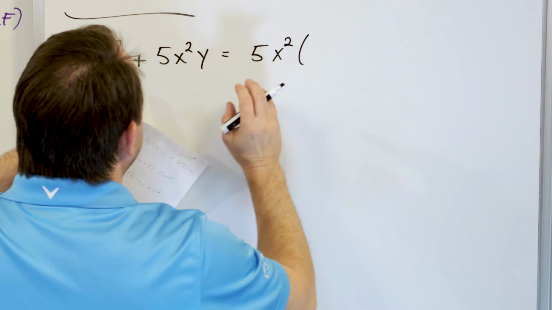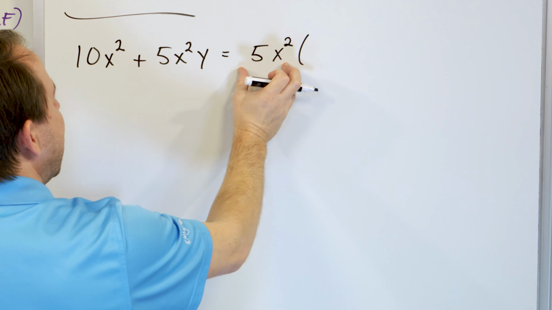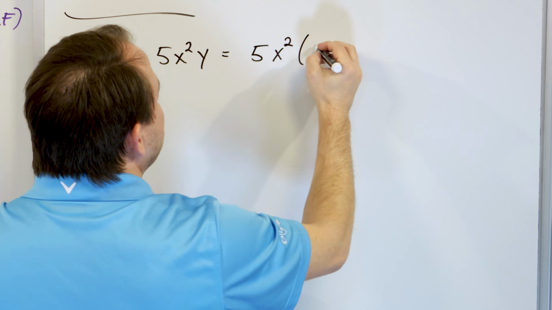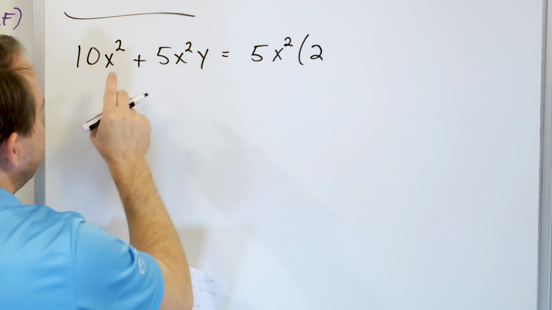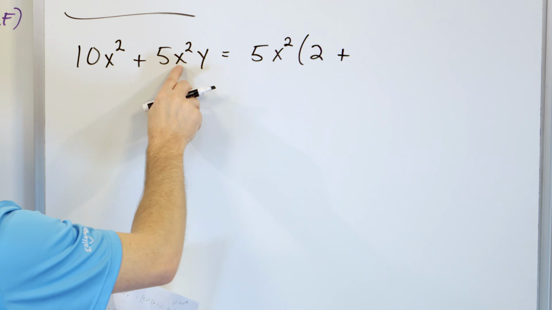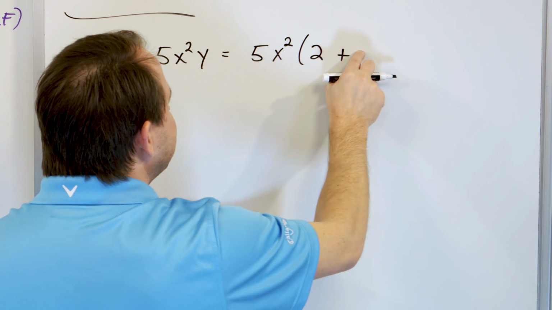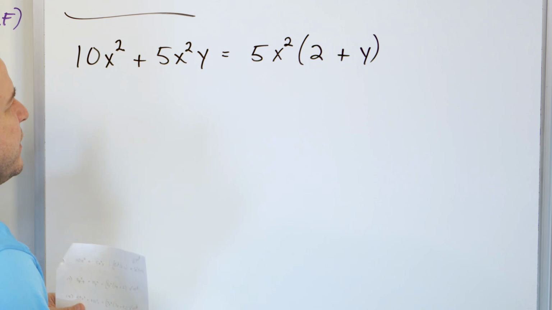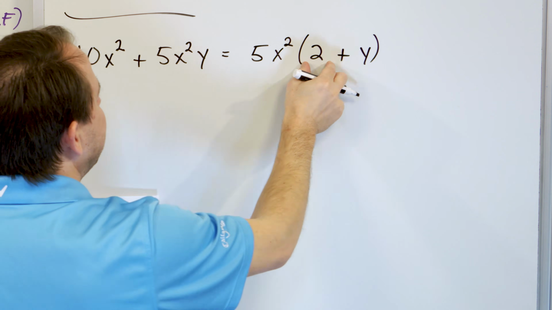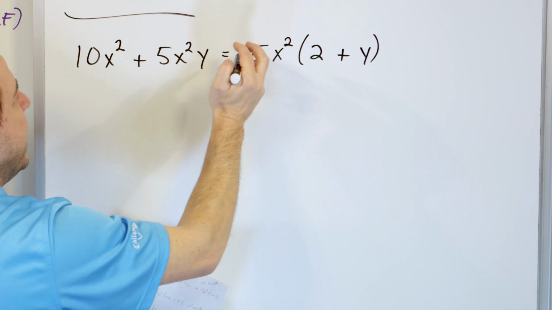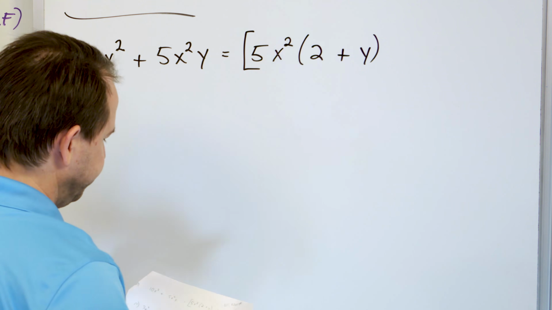And now I'm going to try to see what goes in the middle. 5x squared times something will give me 10x squared. Well, that something has to be 2. 5 times 2 is 10, and the x squared is there. Then I join it with a plus sign, and then I have 5x squared y. So 5x squared times something will give me this. The only thing that makes sense is the letter y. Then you check yourself. 5x squared times this gives me 10x squared. 5x squared times this gives me 5x squared y. And this is the final answer.